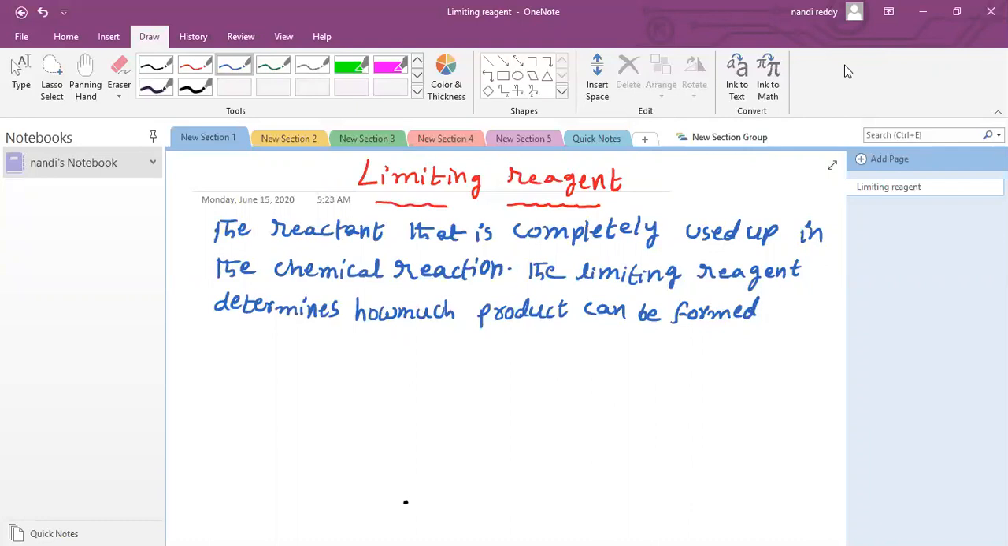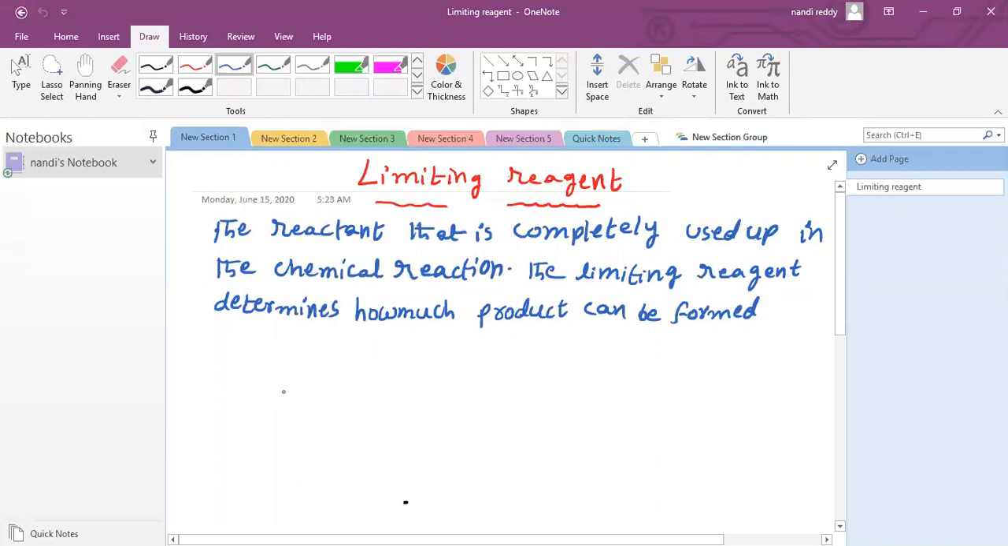Clear? See, limiting reagent itself means the reactant given is present in a small amount, which is less than the required amount. The definition is given here, you can read it. The reactant that is completely used up in the chemical reaction, that we call the limiting reagent. It determines the product formation also. Clear? Now we can apply these examples.